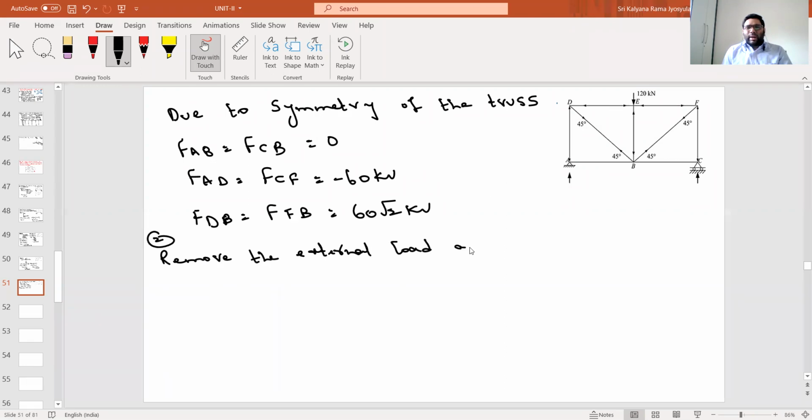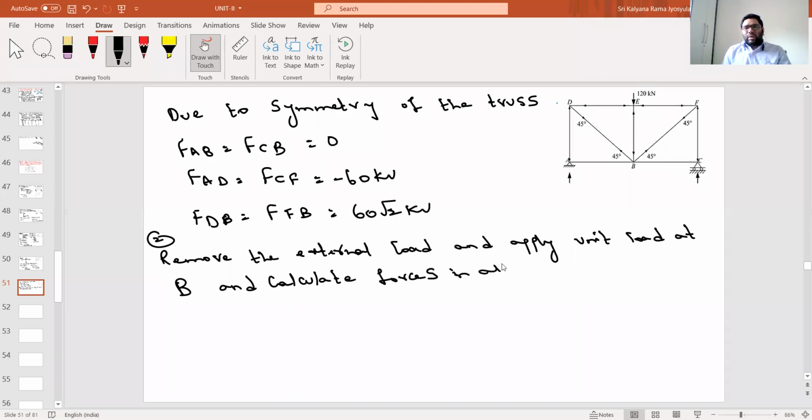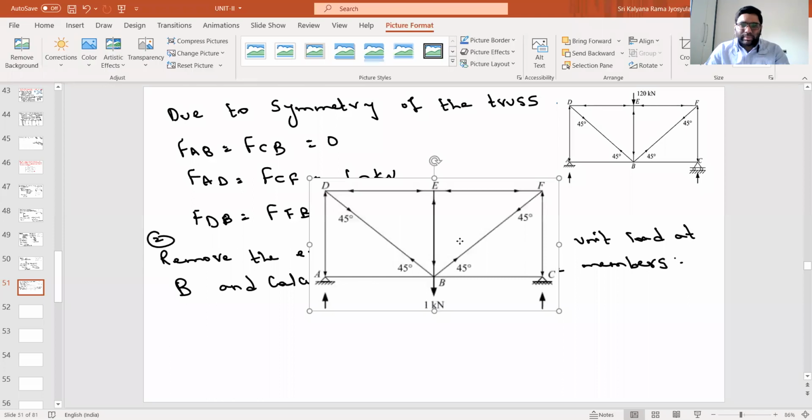Remove the external load and apply unit load at B, and calculate forces in all the members. Okay, so this is what we need to do.